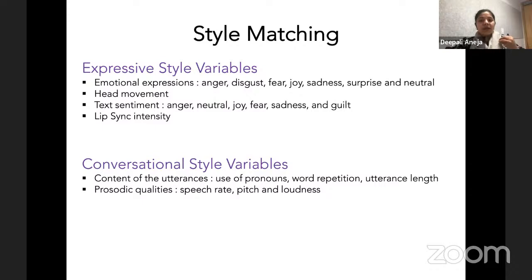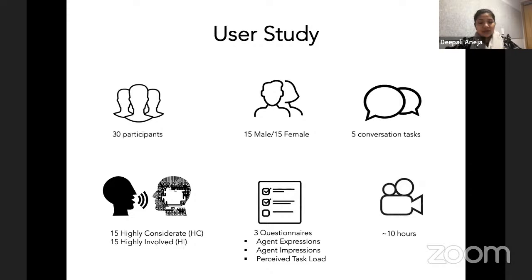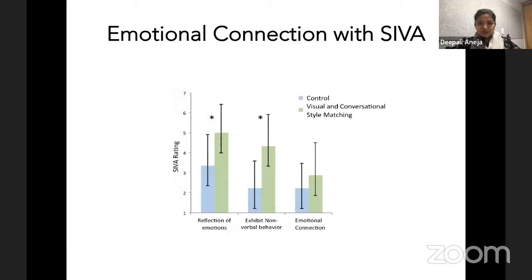style variables. We did an extensive user study to investigate the effect of this matching on users' perception of the system. We conducted it with 30 users under two interaction conditions. In one, participants interacted with Siva using conversational and expressive style matching, that is the experimental condition. In the other, they interacted with Siva with no style matching, that's the control condition.